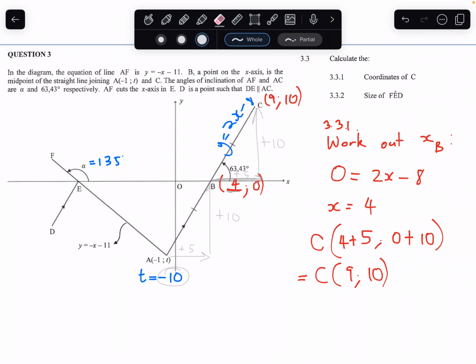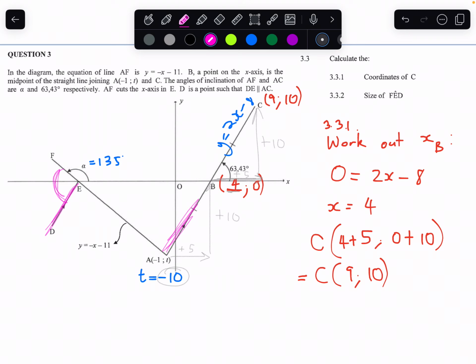Then we're asked to determine the size of FED. So this angle, oh my goodness, this angle over here. Okay, how shall we do that? It feels like the parallel lines, just because one of the arms of the angle is one of the parallel lines. So it feels like that might come into it somehow, somewhere.